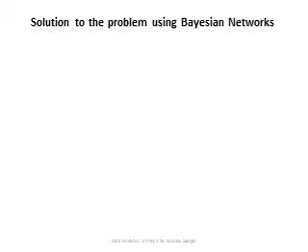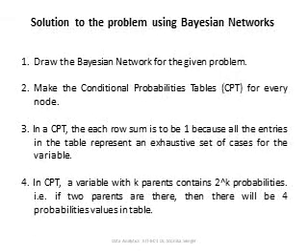When we solve this type of question using a Bayesian network, first of all we have to draw the Bayesian network for the given problem. Second step is we have to make the conditional probability tables for every node in the graph. And in the table, every row sum of the probabilities is going to be 1. And if any node has k parents, then there will be 2 to the power k probabilities. That means 2 to the power k number of rows will be there in the table.